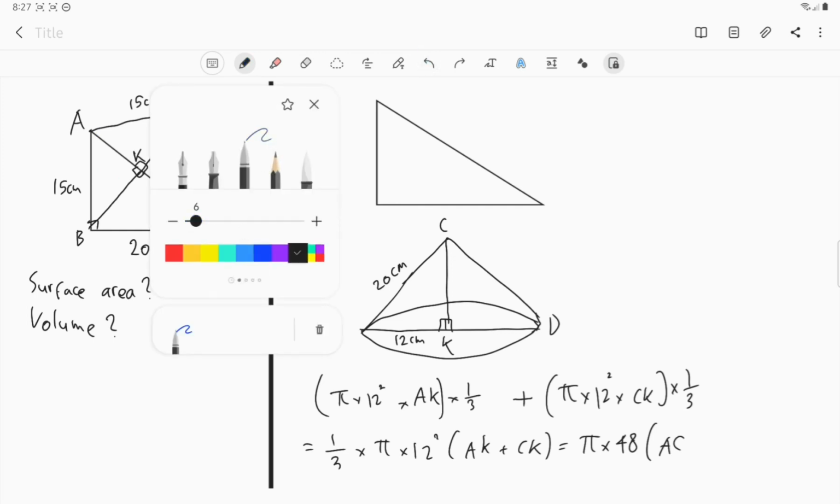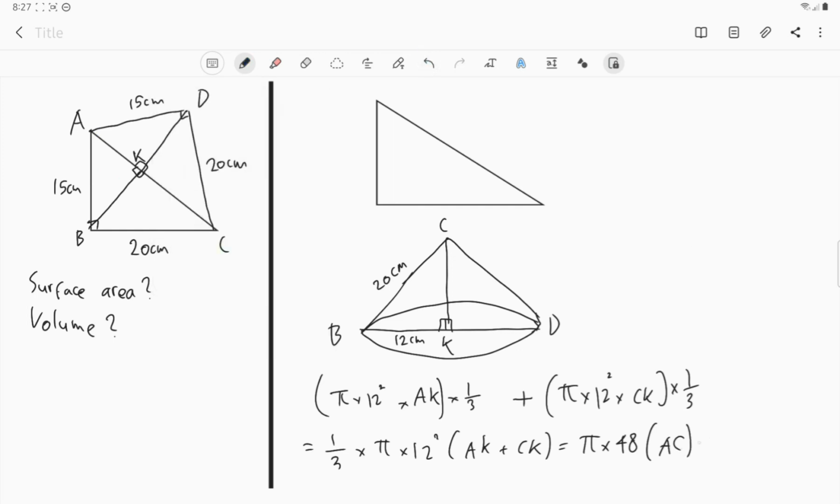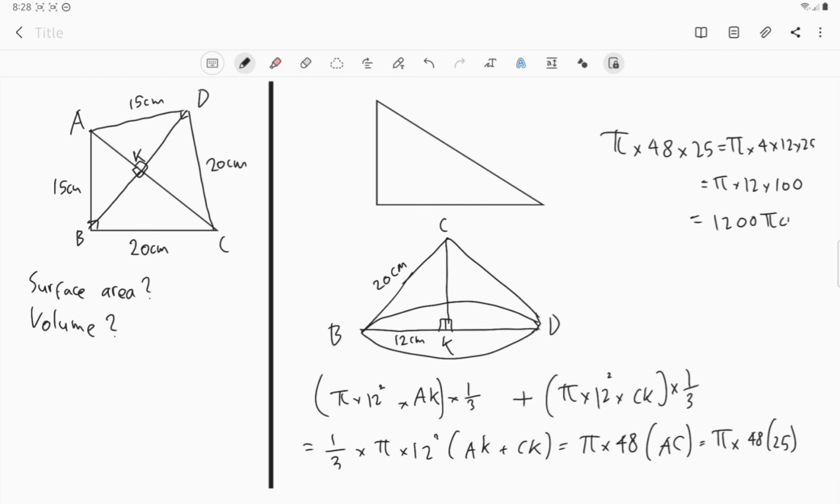Now let's get back here. P times 48 times 25. We found AC in the previous calculation. Now P times 48 times 25 is P times 4 times 12 times 25, which is P times 12 times 100, or 1200 P centimeter cube. So that's the volume of these double cones.